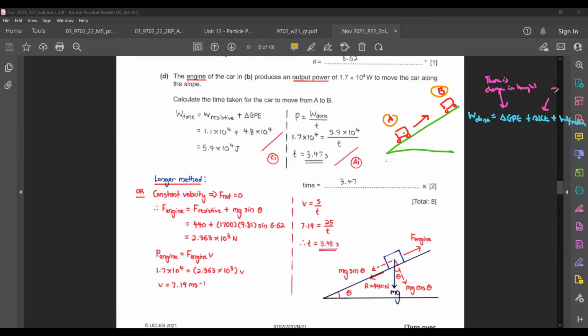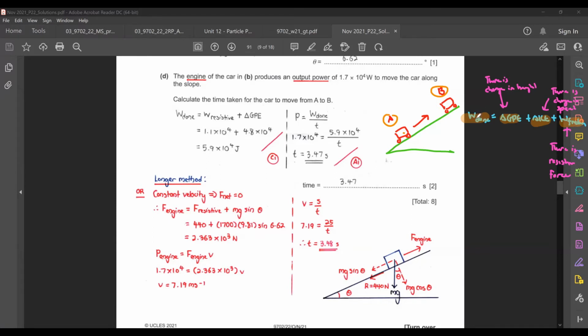If I have change in KE, there is change in speed. If I work done against friction, there is resistive force or friction. Based on this, what you can understand from this equation is that whatever work that has been produced by your engine, or whatever power that has been produced by your engine, has been used to increase the GPE, increase the KE, as well as to do work against friction.